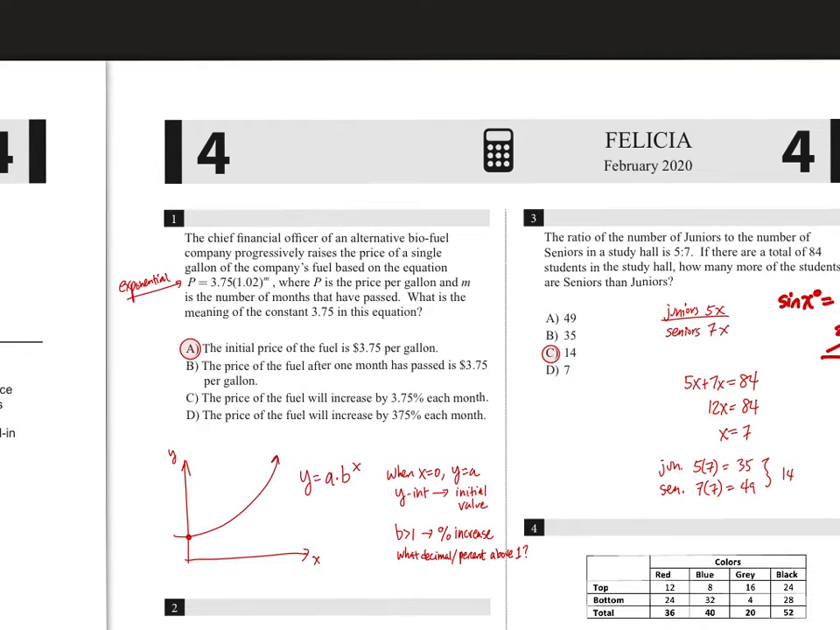Right? And that's what an exponent does. It tells us how many times we multiply. So if we keep multiplying by 1.02, we keep getting 2% increases. So obviously, then A is the one that is the meaning of the initial value.